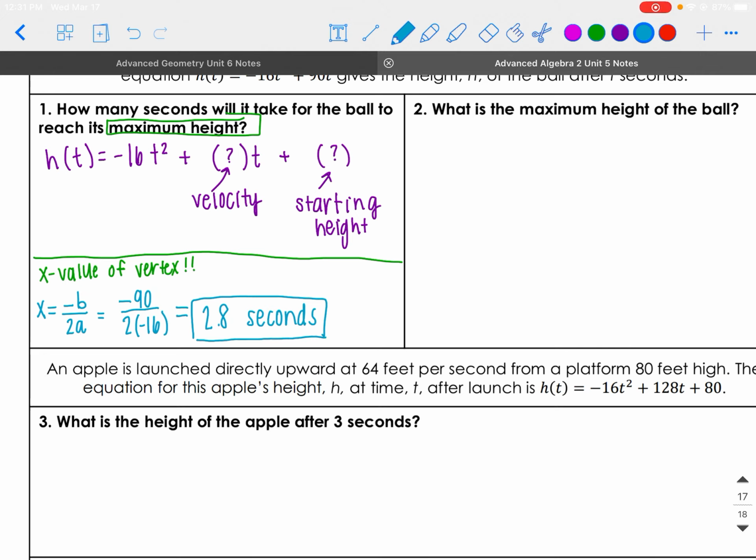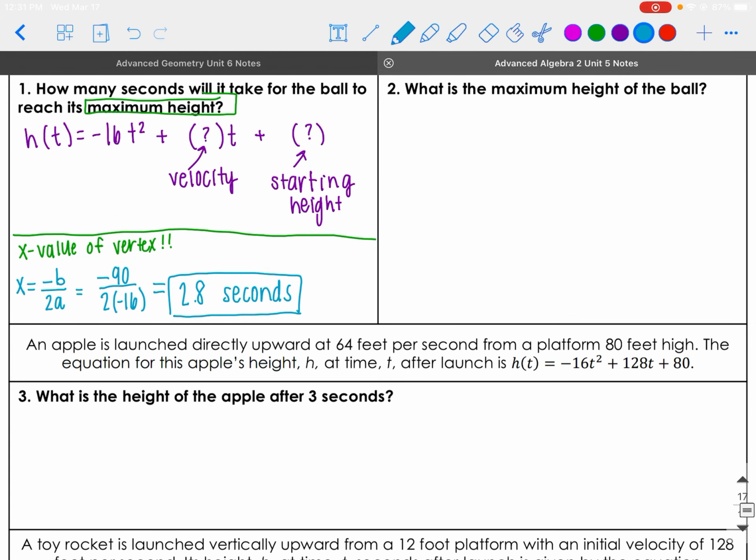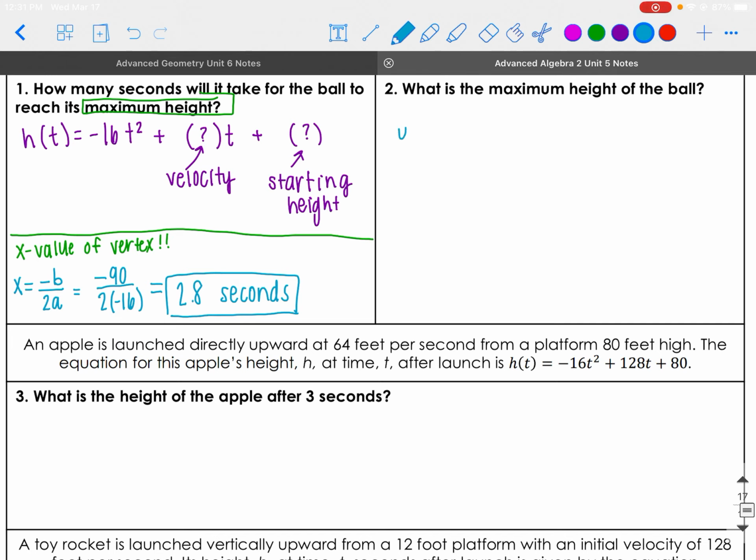Now number 2 is like, okay, well what is the maximum height? So that's the y value of the vertex. So y is negative 16 times 2.8 squared plus 90 times 2.8. And we get 126.6 feet.